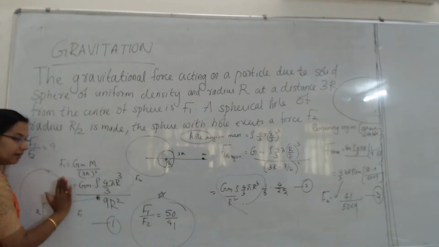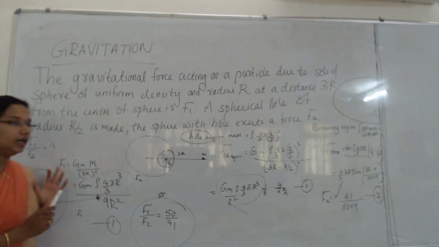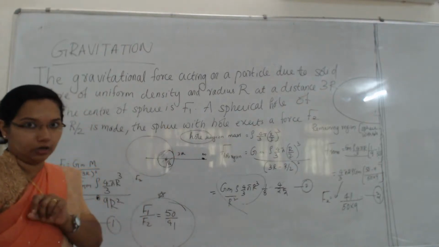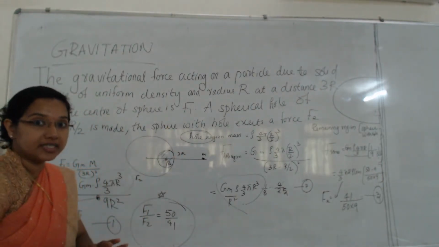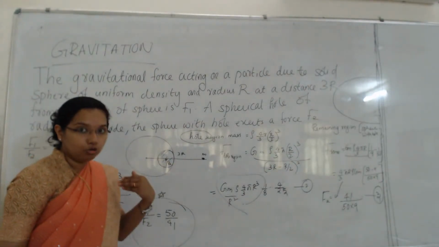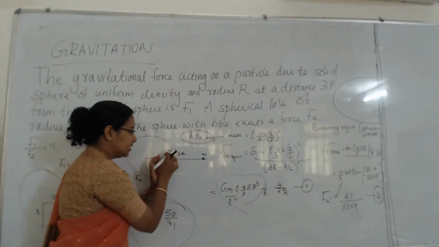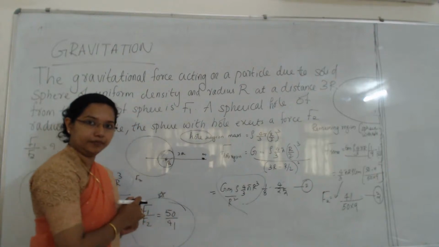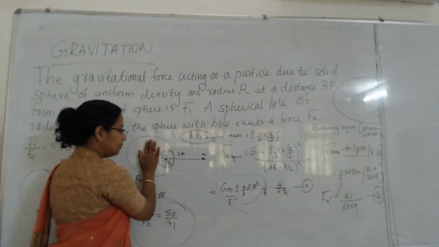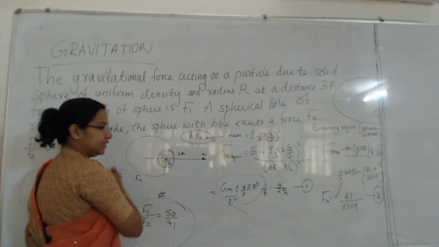Why have I taken this step first? Because in the next line they talk about taking this portion out. From here a small region, like a hole, we are taking out. But the question is, what is the ratio of force without hole and with hole? So I should find what force is exerted due to the hole region only. Hole region is only this part. So I should take the distance here.